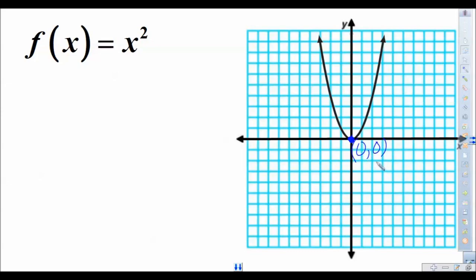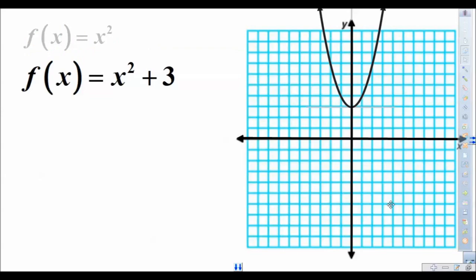And so then what we end up doing with this function is modifying the equation and creating new functions. For example, if we were to change this function and now look at a function that looks like this, what we've done here is a vertical translation, and that vertical translation shifted this function 3 units up from where the old vertex used to be. Now notice the vertex is right here at 0, 3.